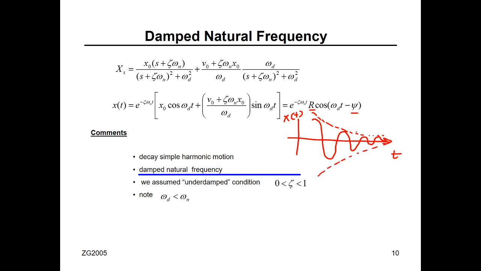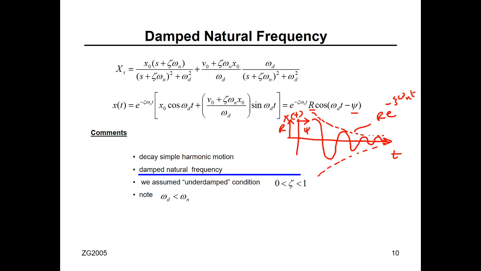Of the decay. This envelope is r e to the power minus zeta omega n t. This part. Okay? This one. What about this one? Do you know the phase? The phase is psi. Do you know the maximum magnitude or amplitude? Yes, it will be r.